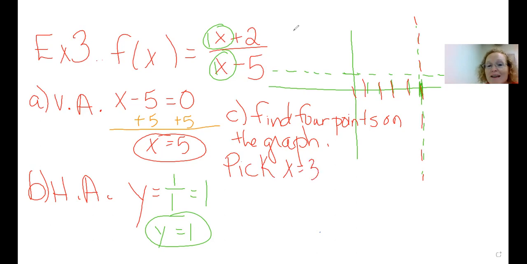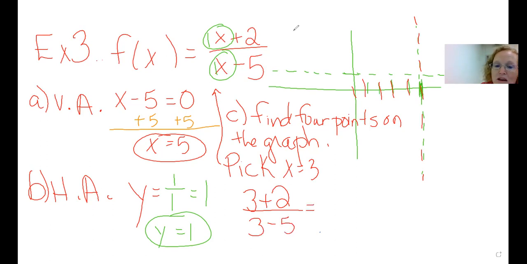If X is 3, you now have to figure out what the Y is. The way you do that is you go back up to that equation. Instead of X plus 2, remember my X was 3, so I'm going to have 3 plus 2 over, instead of X minus 5, 3 minus 5. Let's see what that gives me. 3 plus 2 is 5, and 3 minus 5 is negative 2. So I have the point 3, negative 5/2.